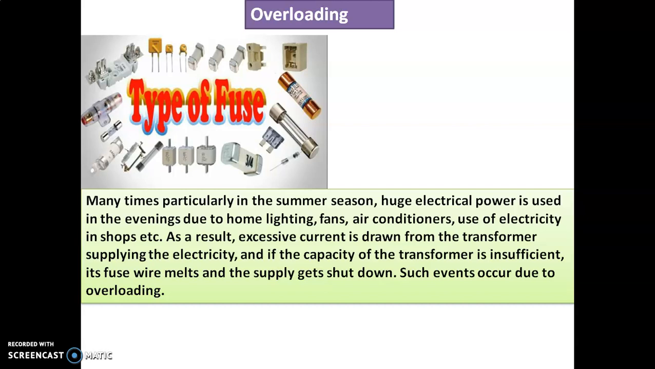Okay, so what happens due to overloading? As the name says, too much load. Then the transformer gets shut down. Okay, and to avoid all these kinds of mishaps, or to avoid the spoilage of our electrical instruments, these are the various types of fuse that we use nowadays.